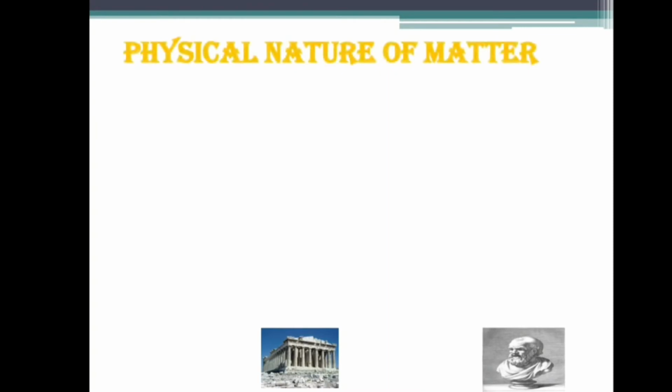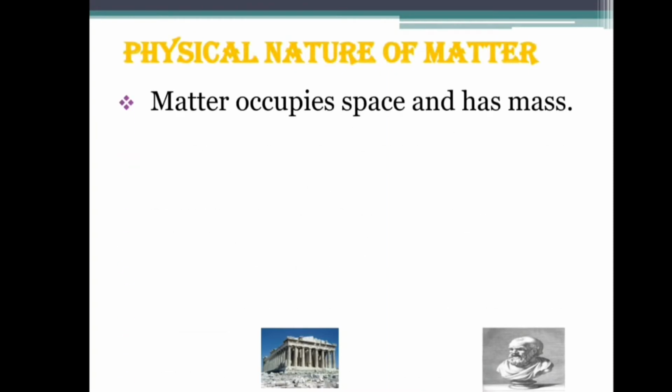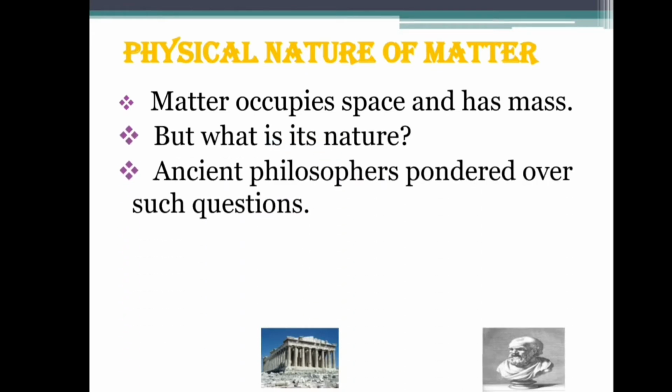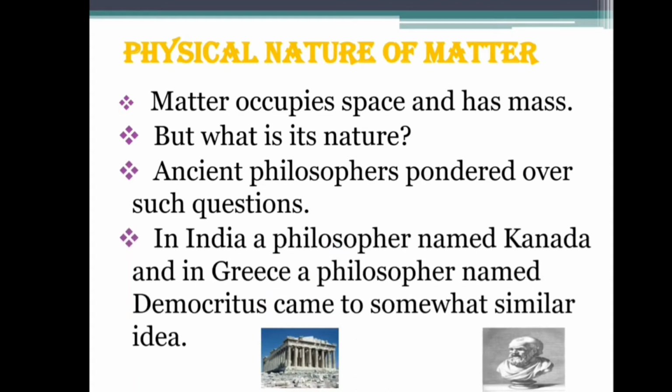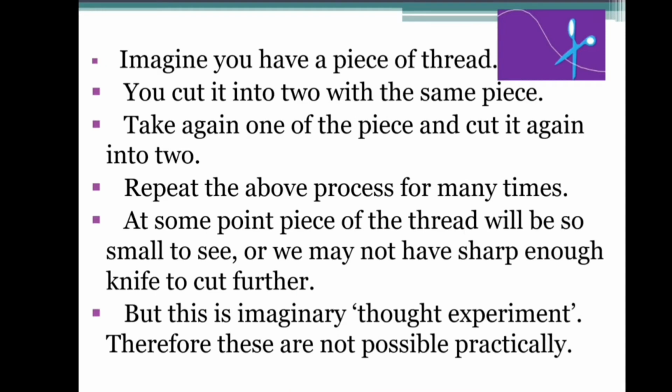Physical nature of matter. Matter occupies space and has mass. But what is its nature? Ancient philosophers pondered over such questions. In India, a philosopher named Kanada, and in Greece, a philosopher named Democritus, came to somewhat similar ideas. So they thought of a question: matter occupies space and has mass, but what is its nature?